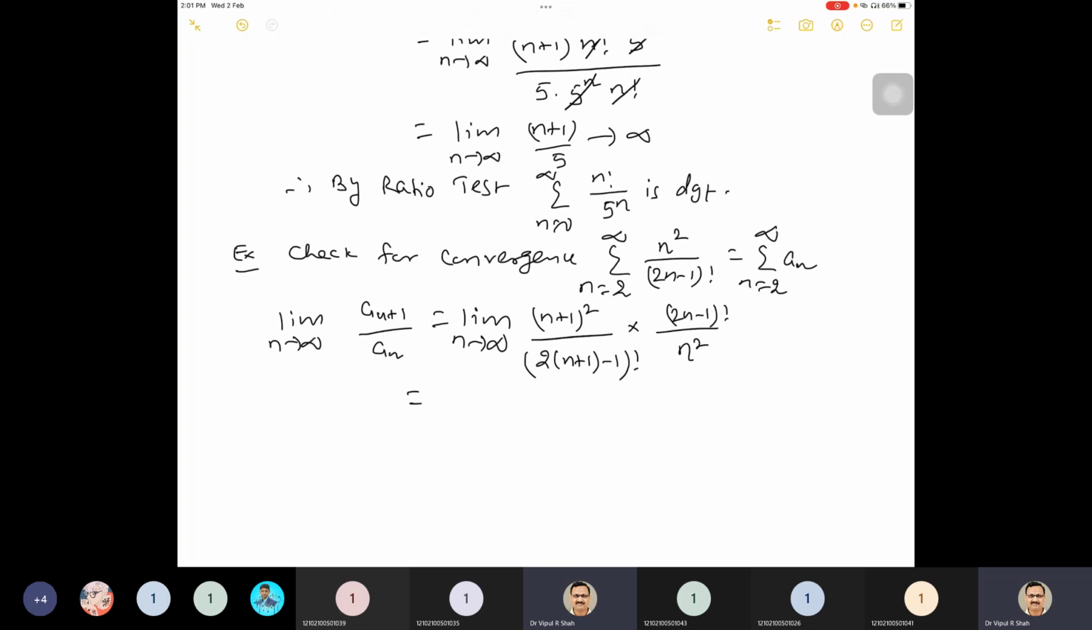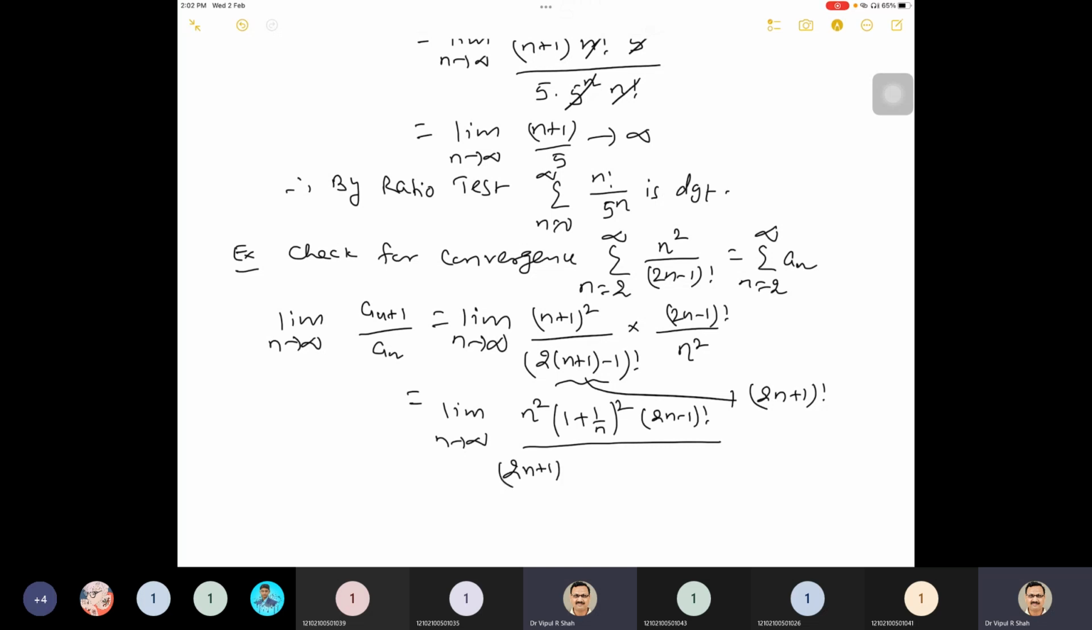Okay. This is what? 2n plus 2 minus 1. So 2n plus 1. Yes or no? Yes, sir. Okay. Can I do like this? Limit n tends to infinity. Here take n outside. So n square outside, 1 plus 1 upon n square. This is (2n minus 1) factorial. Now this is (2n plus 1) factorial. So can I write (2n+1) into (2n) and then (2n minus 1) factorial? And this is n square. Yes or no? Yes.